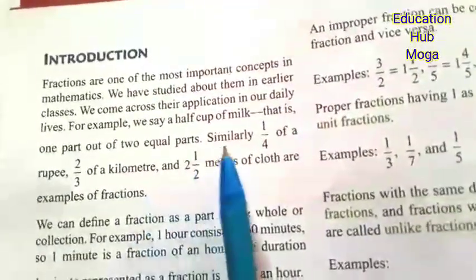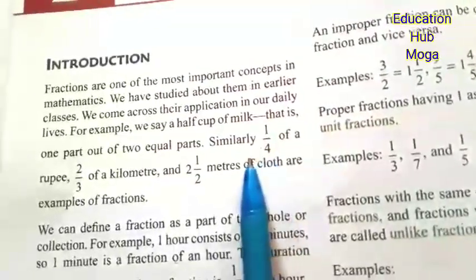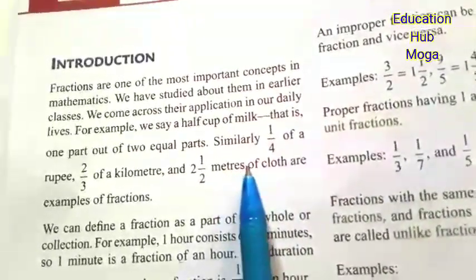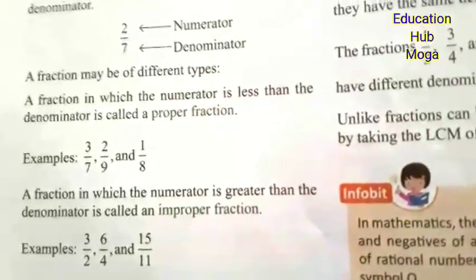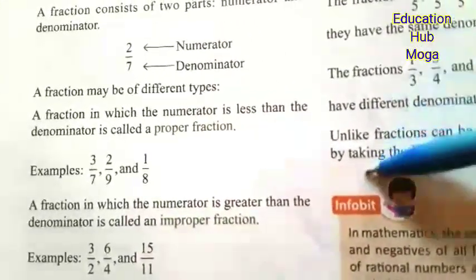A fraction is in the form of numerator and denominator, called p upon q form. Next is an important term you need to know to solve this exercise. What are proper and improper fractions?